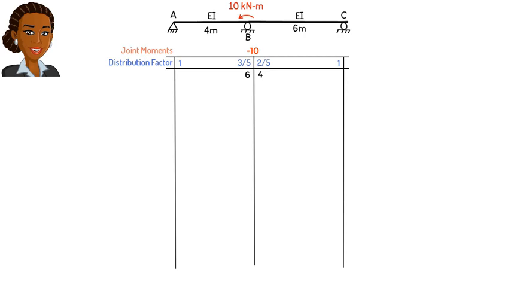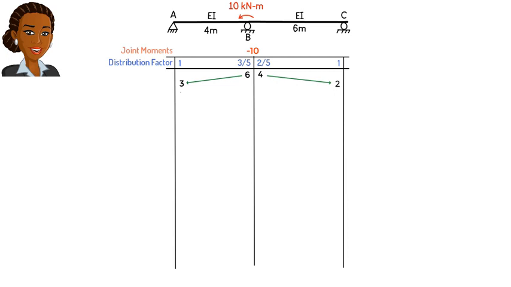Notice that now the sum of the moments at the joint equals 0. Then we carry over half of each added moment value to the other side of the member. This means half of 6 carries over to the other end of member AB, and half of 4 carries over to the other end of BC.